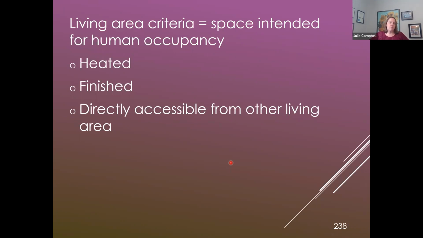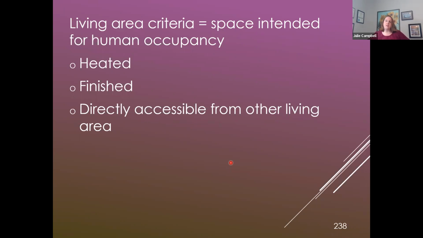The exception to that rule is if you have a finished heated attic space. That attic space may have sloped walls. So as long as the bottom of the sloped wall is under 5 feet, then I can count that space. But that's a sloped wall exception.